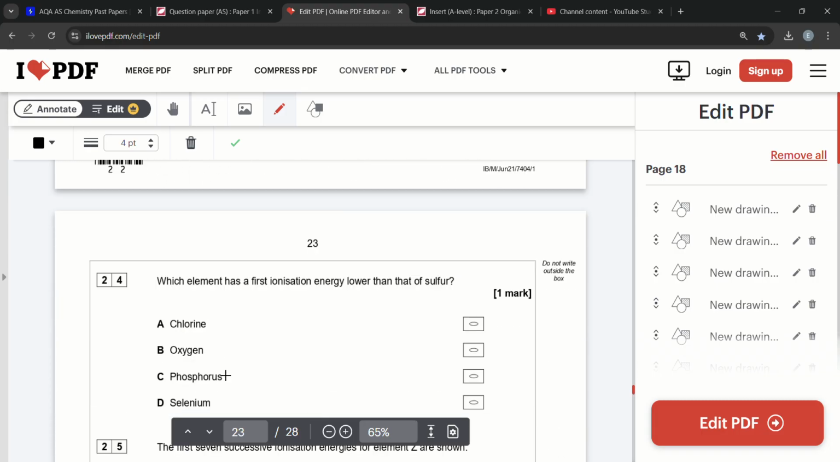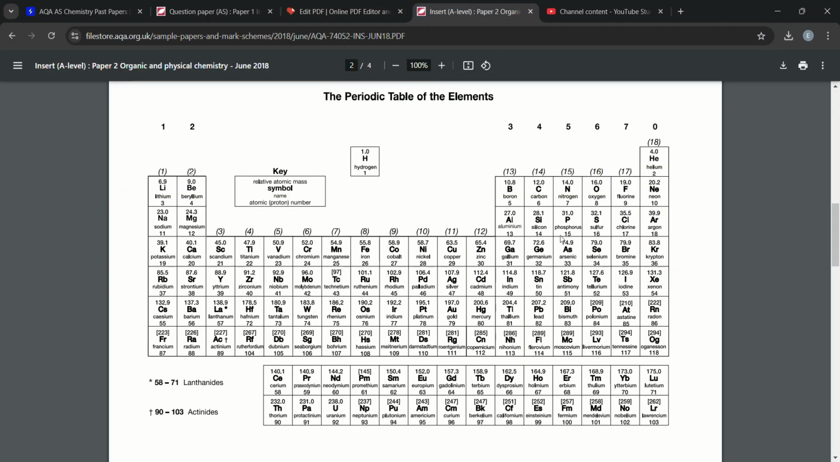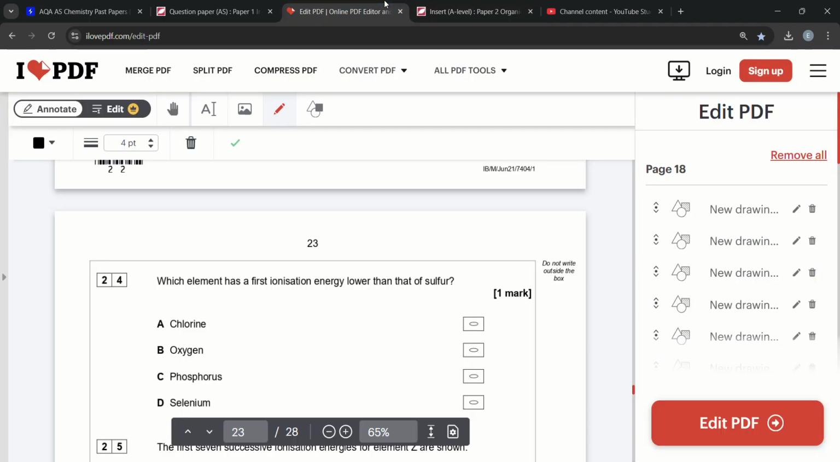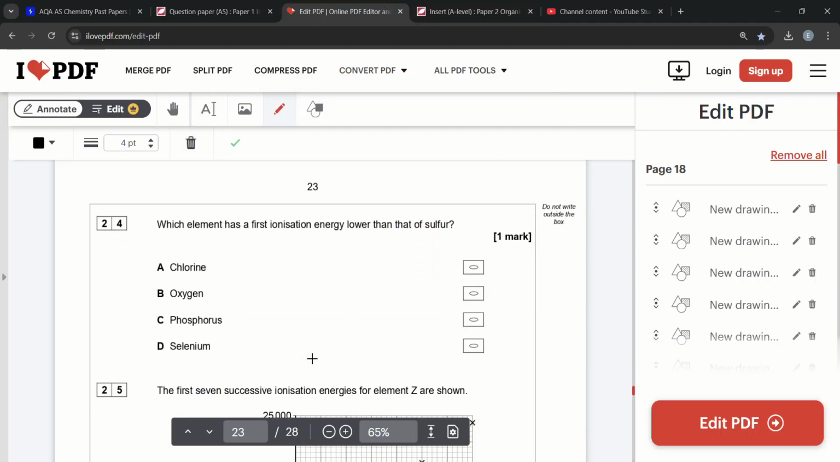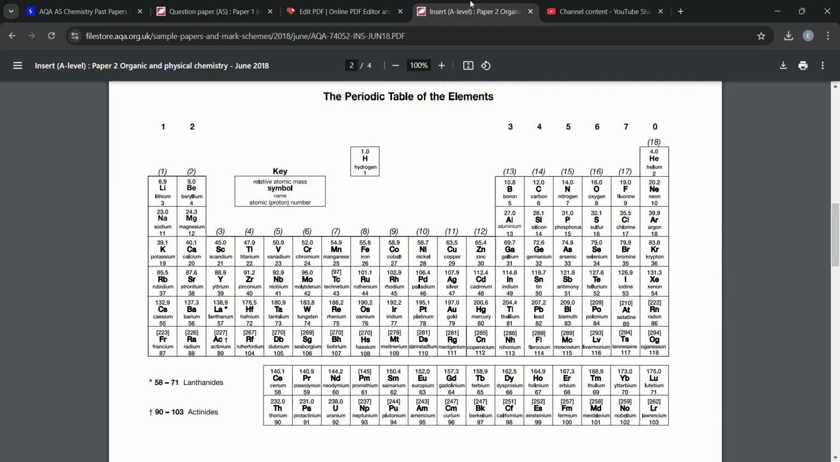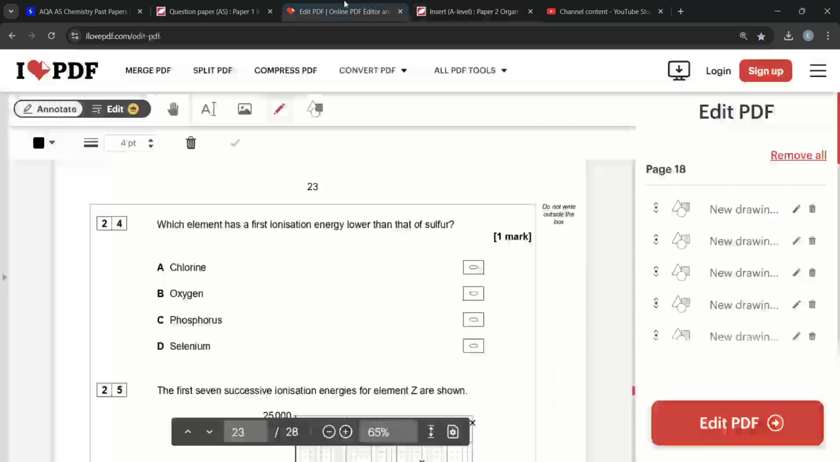Which element has a first ionization energy lower than that of sulfur? Look at sulfur. We've got chlorine, oxygen, phosphorus, sulfur, selenium, and we're looking for first ionization energy lower than sulfur, not higher, lower. Well, phosphorus is definitely going to have a higher first ionization energy because sulfur has electron pair repulsion, so it's going to have a slightly lower first ionization energy than phosphorus. So phosphorus has a higher first ionization energy than sulfur.